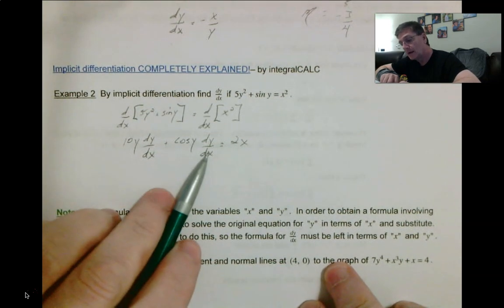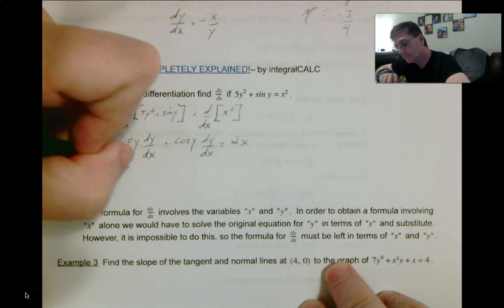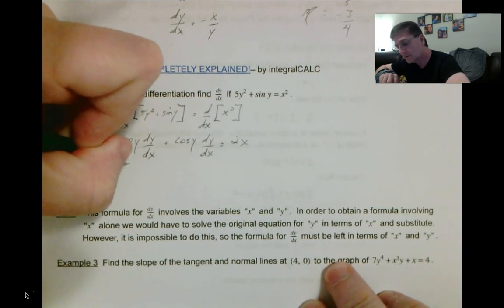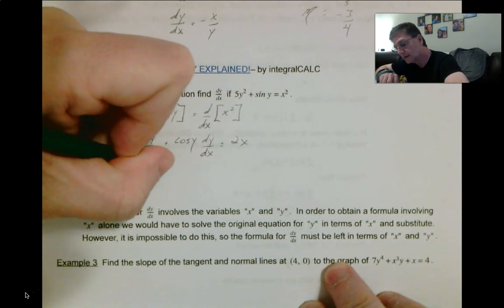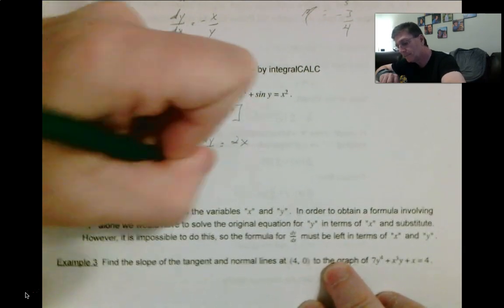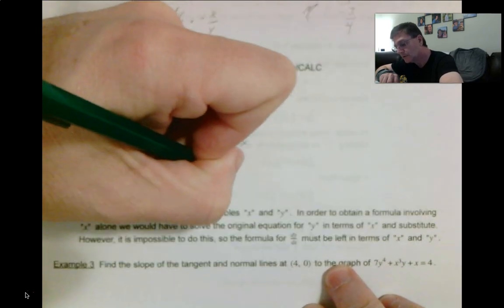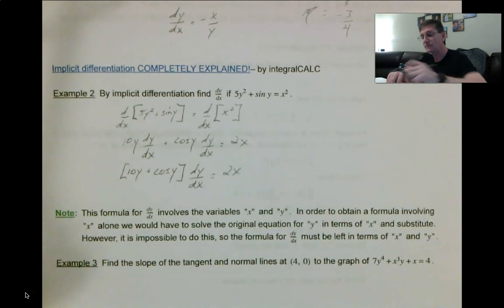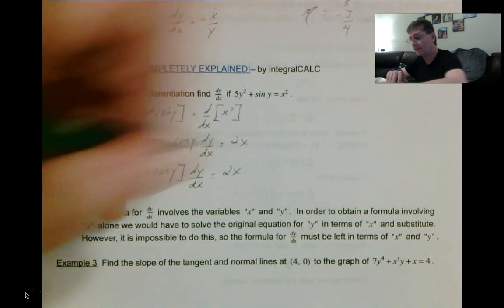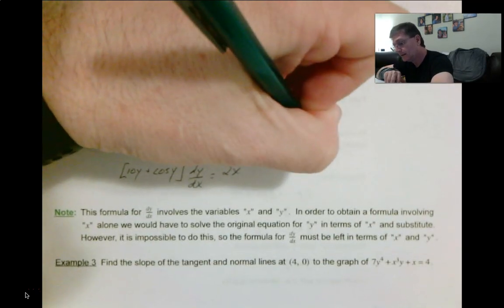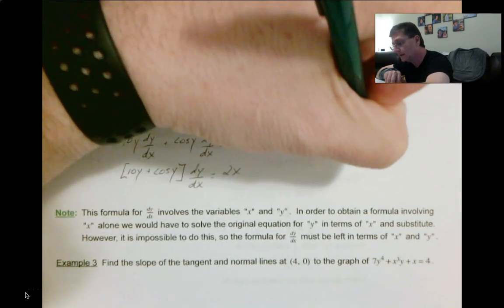Okay. I have a dy/dx in common here. I can factor that out. So I have 10y plus cosine y, times dy/dx, equals 2x. Divide both sides by 10y plus cosine y, and I get dy/dx equals 2x over 10y plus cosine y.